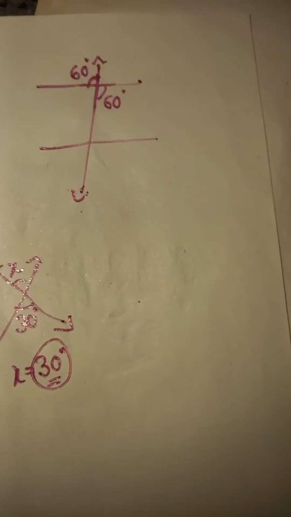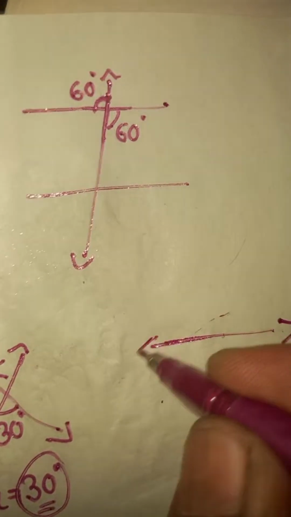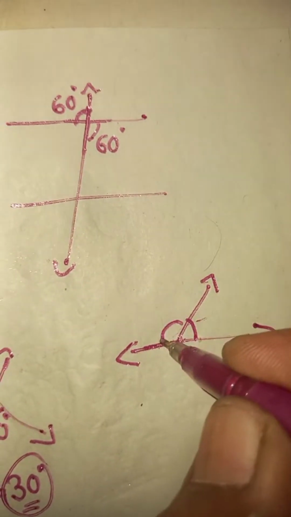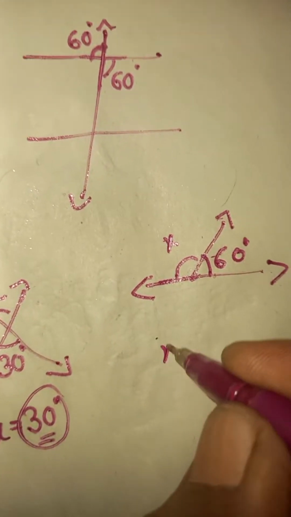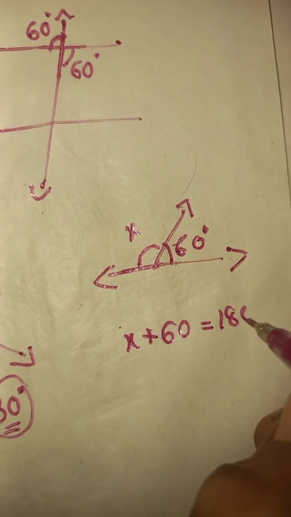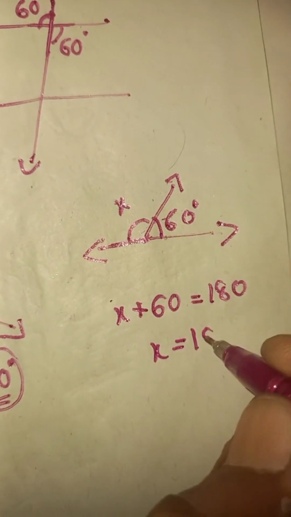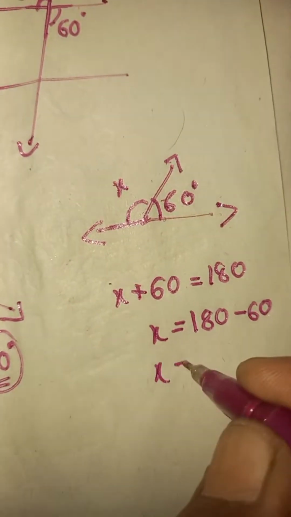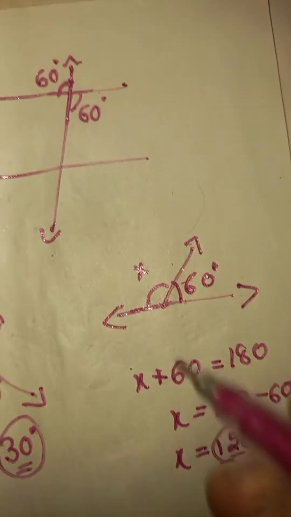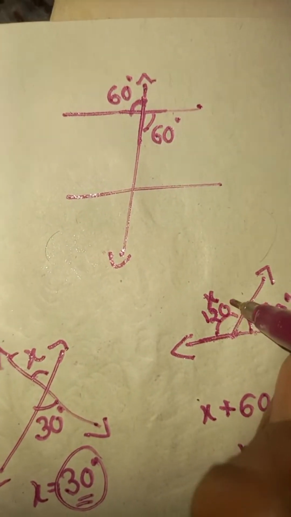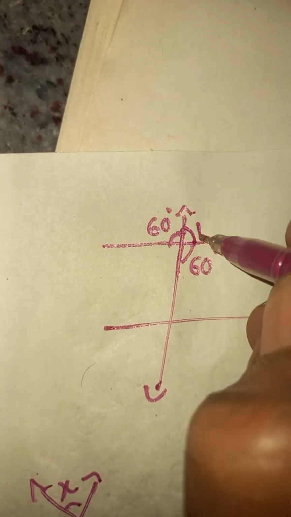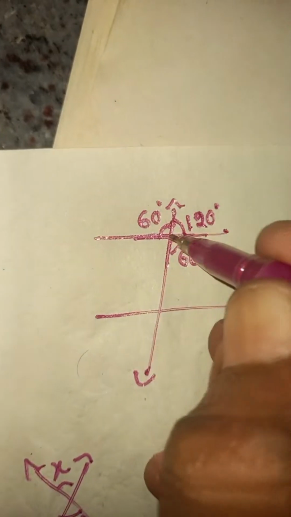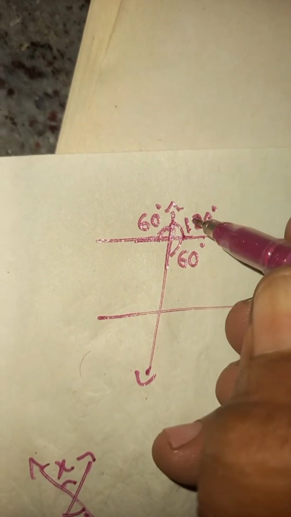In the same way, if you take a line and on the line you take two angles, these two angles are going to sum to 180 degrees. This angle is 60 degrees, so x plus 60 is going to be equal to 180, and if you send that 60 to the other side, it becomes 180 minus 60, so x equals 120 degrees. So this angle x is going to be equal to 120 degrees. In the same way, here this angle is 60 degrees, so this angle is going to be 120 degrees. So both of these angles on the line sum to 180 degrees.